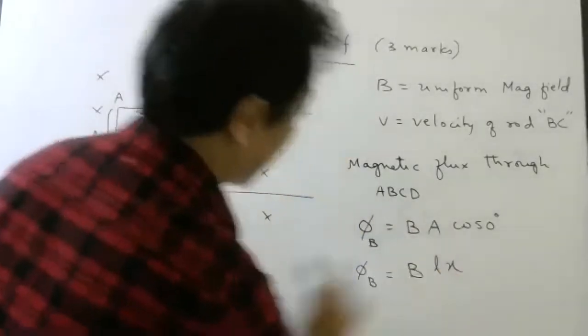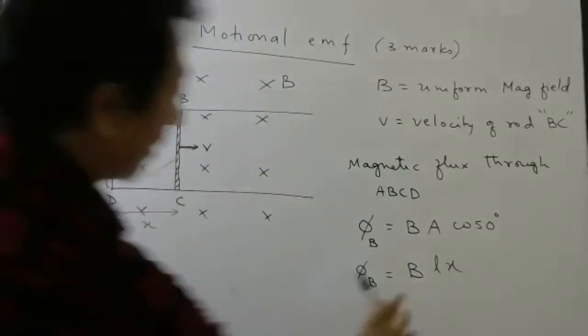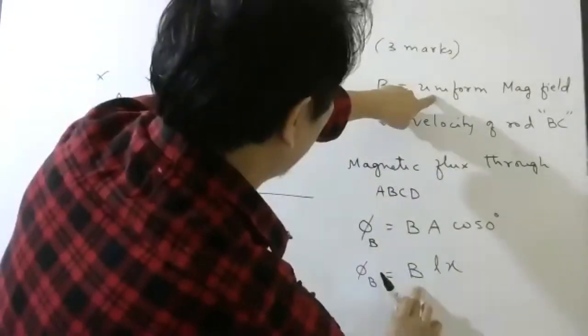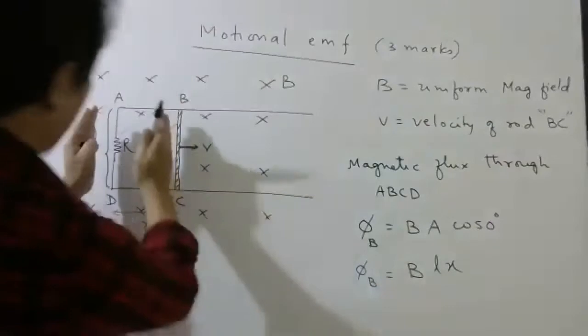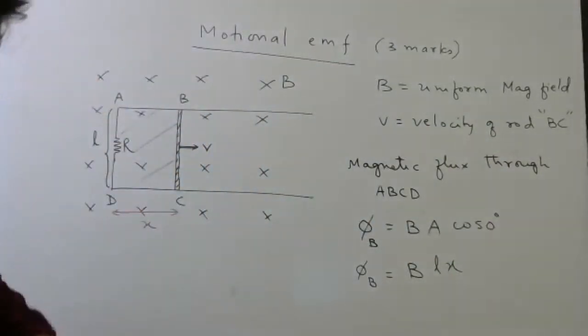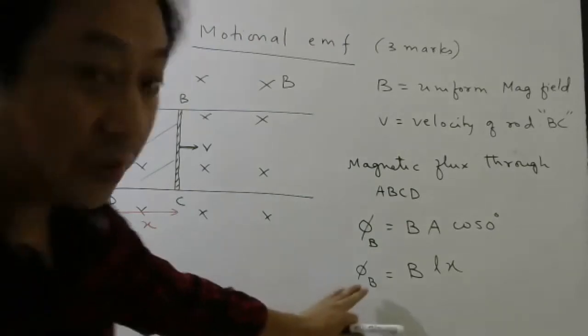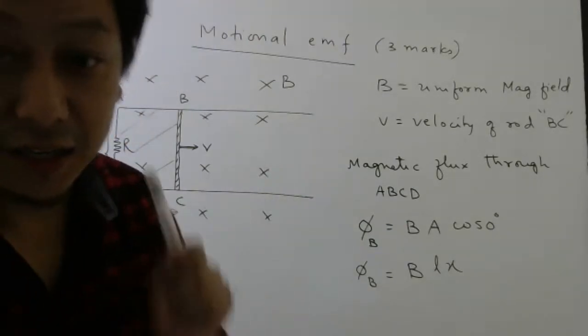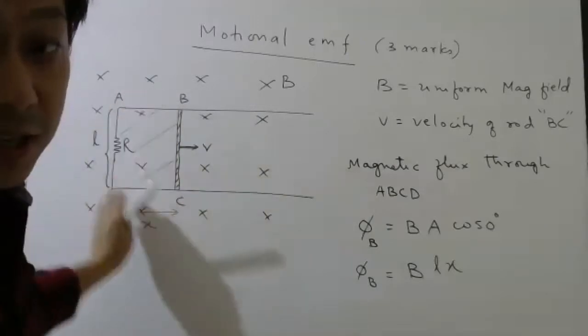this X will change. This length is constant, I know. The magnetic field is also uniform, I know. But as the rod moves, this X will change. Therefore, this flux will change. And if flux changes, according to Faraday, EMF will be induced in this circuit.